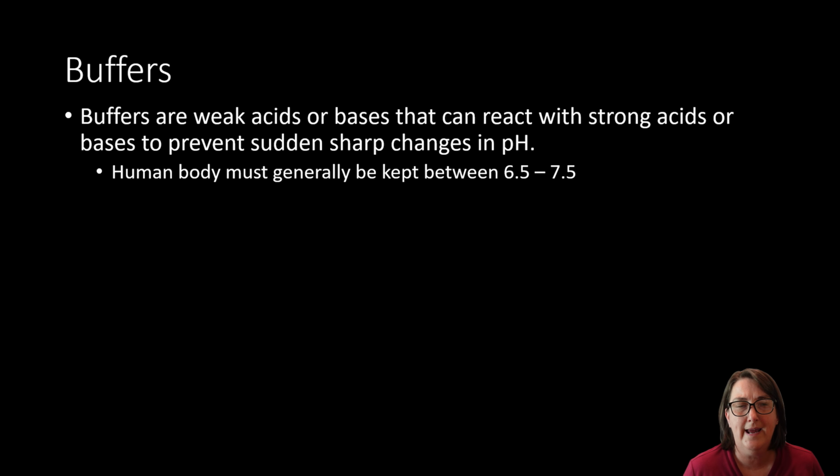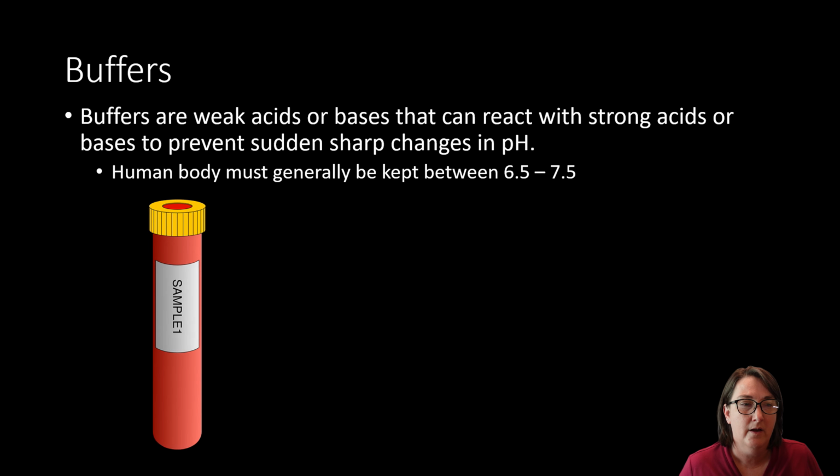So buffers are weak acids or bases that can react with a strong acid or a base to help prevent a sudden increase or a sharp change in pH. The human body generally stays between 6.5 and 7.5, and when it gets out of that range, it doesn't do well. An exception is your stomach acid, which is a 1, but for the most part, most everything stays between 6.5 and 7.5.